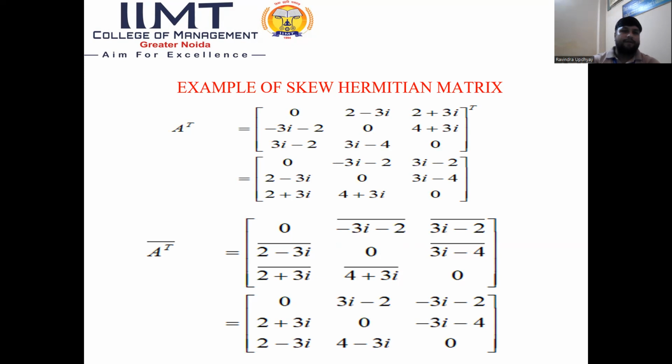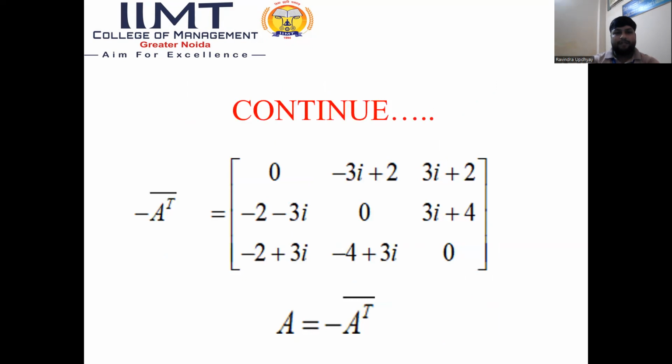Example of a skew Hermitian matrix. Suppose A is a matrix and we transpose this matrix. We have taken an example A, then we transpose that matrix. Again, we take the conjugate of that transpose matrix. We get its original matrix with a negative sign, and all principal diagonal elements are zero. So we can say that this is a skew Hermitian matrix.